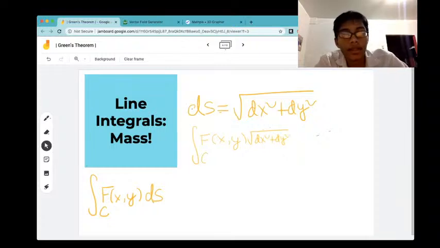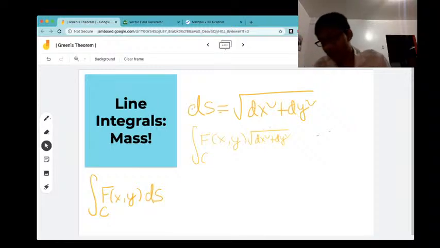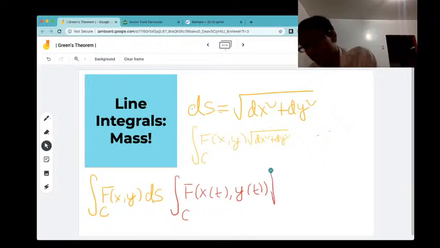Okay, now that I have that equation, what I'm going to do is express everything in terms of a single parameter t. So let's go ahead and do that in red. I'll have the line integral over the curve of f of x of t, comma, y of t. Right, so far so good. Root what? Well, we're going to have again dx squared plus dy squared, but here's what I can do.